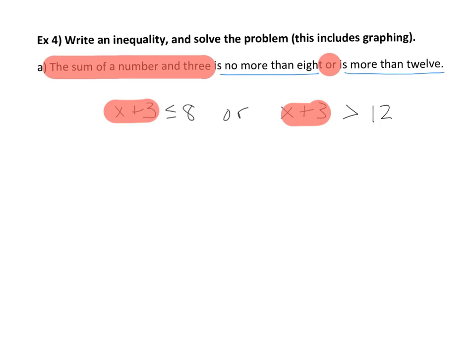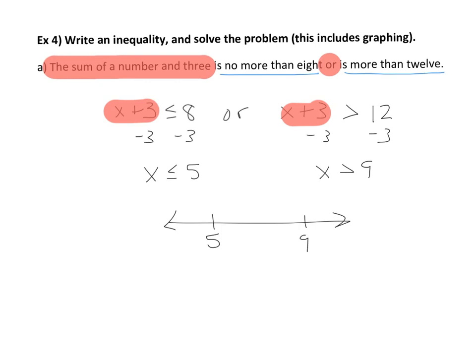Okay. All right, so now solve. You can subtract 3 from both sides here and get x is less than or equal to 5. Subtract 3 from both sides here and get x is greater than 9. Now do your graph just to double check to make sure it's not a special case. I've got a closed circle on 5, heading out, and an open circle on 9, heading out. So that looks like a good or statement. So x is less than or equal to 5 or x is greater than 9. And that would be your answer right there.